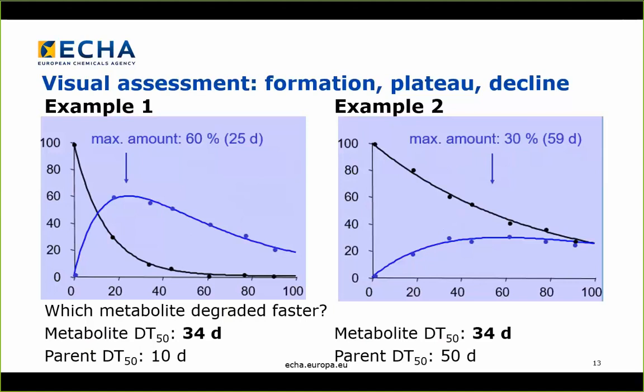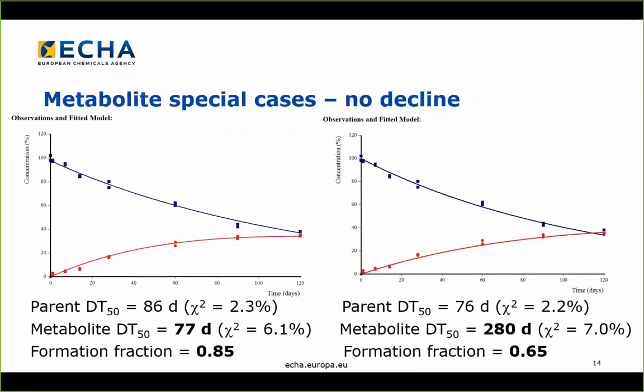Again, both of these examples were created with SFO models with a formation fraction of 1. So you can see even there, even with the same metabolite degradation rate, you get quite different peak levels of occurrence. So example 1 peaking at 60%, example 2 peaking at half that amount. And that's because that formation phase is longer in example 2 because the parent degraded more slowly. Okay, so there's just things to be aware of that are different when you're thinking about visual assessments. Think about those: the formation phase, the peak, and if you're lucky, the decline phase. Unfortunately, we're not always lucky, and we don't always have decline phases.